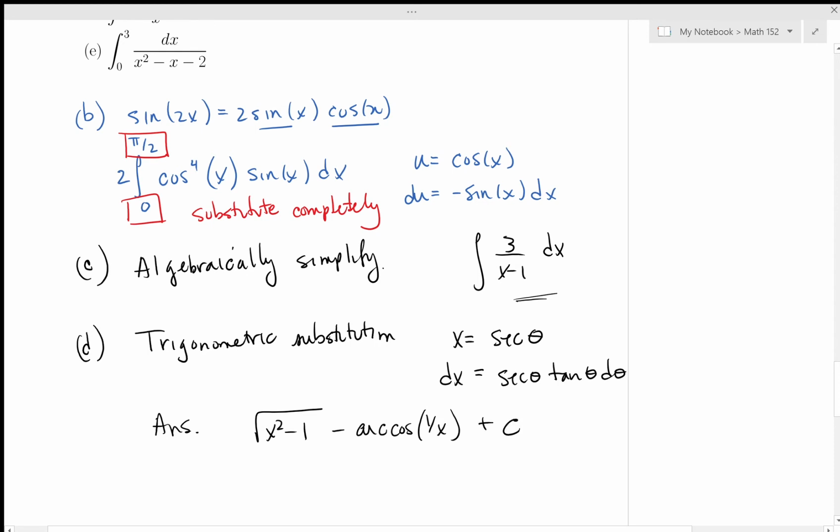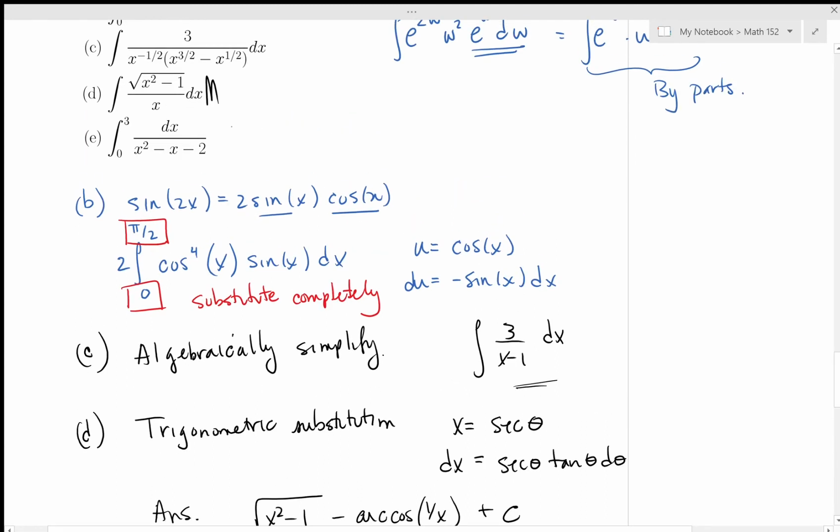Okay, that's E. What is E? It's a clear example of partial fractions. I'll even just write that up here. You can easily see what to do. This is the integral from 0 to 3, and it's going to be some number a over x minus 2 plus b over x plus 1 dx, like that. So you need to figure out what a and b are in order to do this.